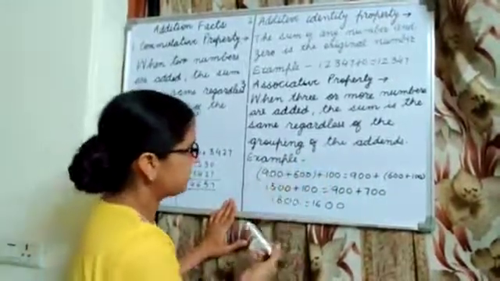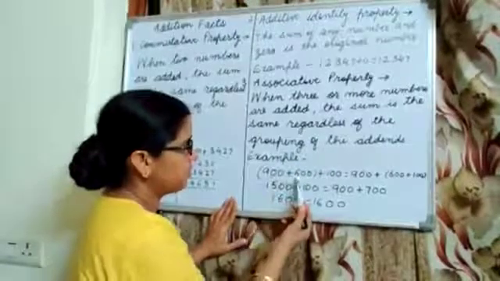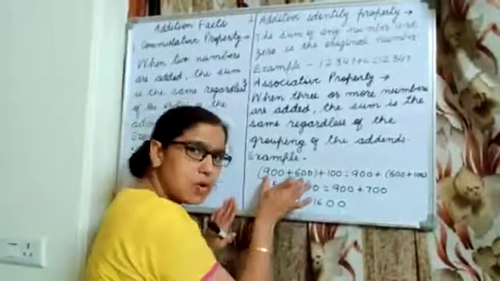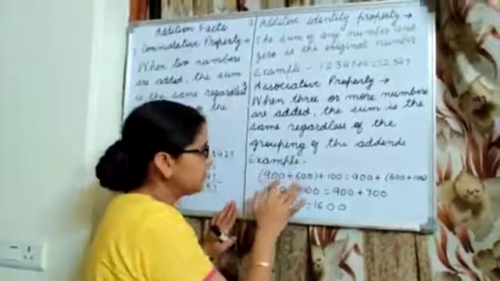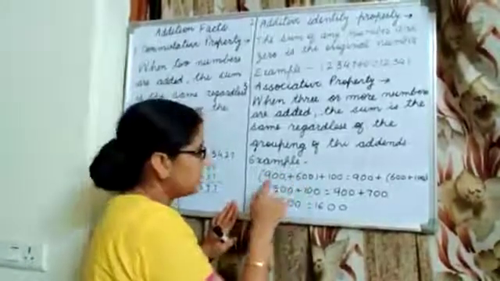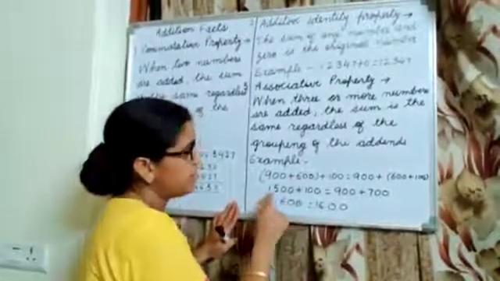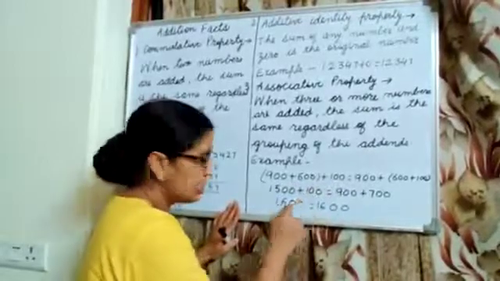Here I have written an example, 900 plus 600. First, what will we do? These two numbers we have grouped together, which means first we will add these two numbers. 900 plus 600 is 1500. 1500 plus 100 is 1600.